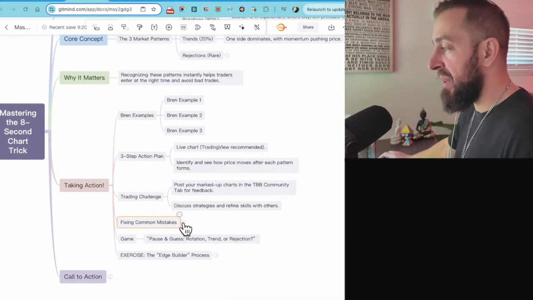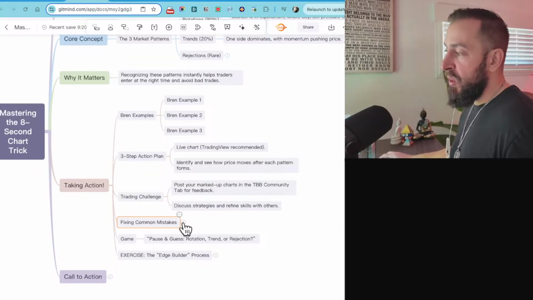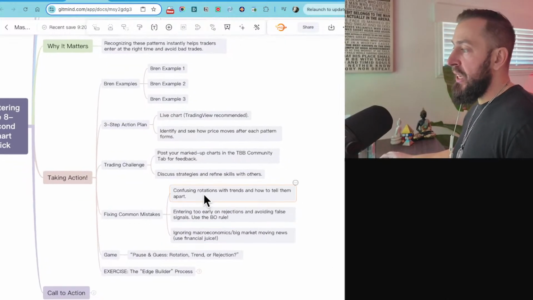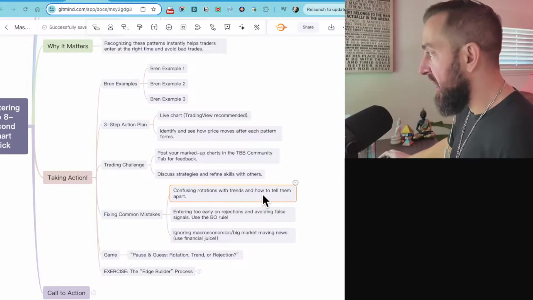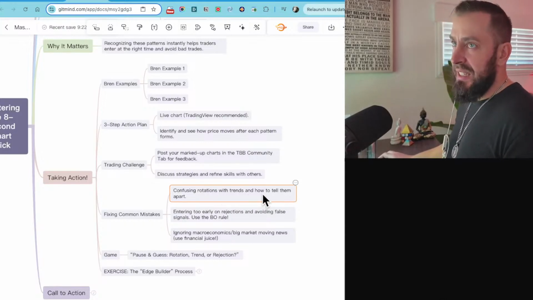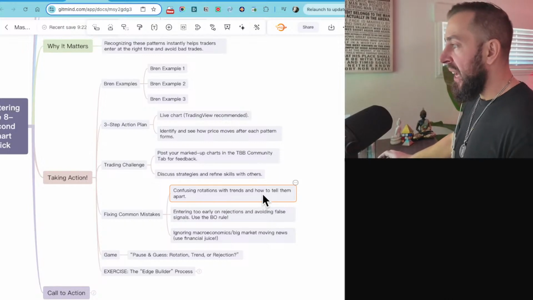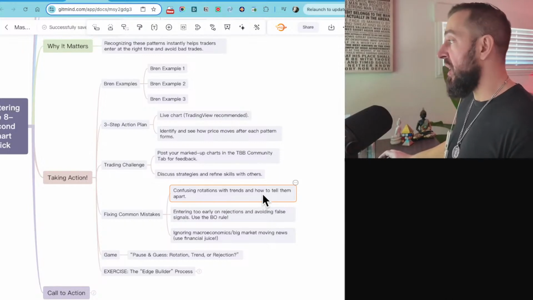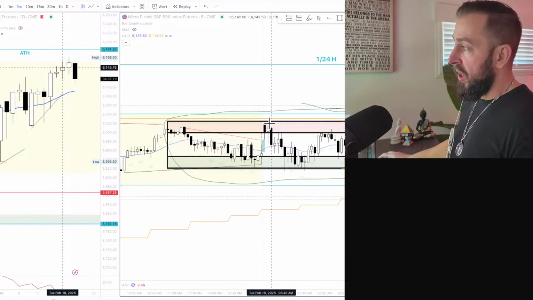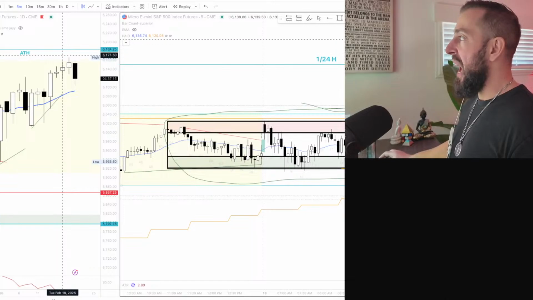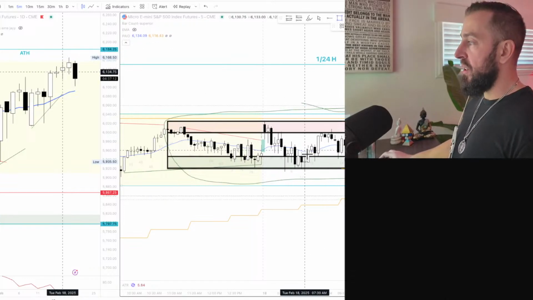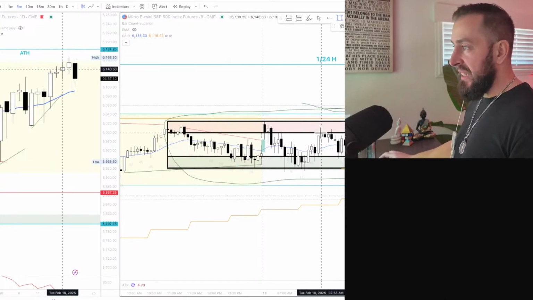So what are some common mistakes that you could make when you're trying to identify these patterns? One of them is confusing a rotation or a range with the trend. So how do you tell the difference? Well, one of the easiest ways to tell the difference is to just draw on your chart. Notice we just drew some boxes, and just that simple act of using the rectangle drawing tool helps us identify them.